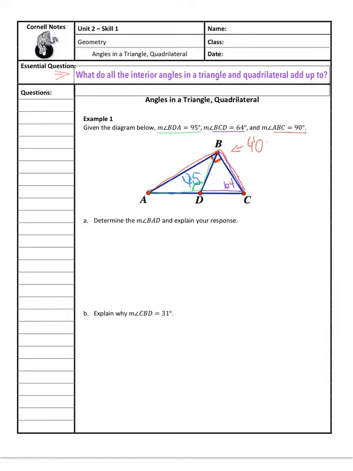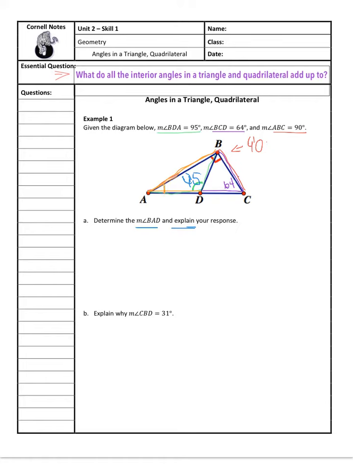So if we look at what the question's actually asking us to do here, it says determine the measure of angle BAD and explain your response. So we're going to first figure out where is angle BAD. So if I go over here and again follow the outline, B to A to D. I'll do it one more time. B to A to D. I'm in the orange there. We're looking for this angle over here in the corner.